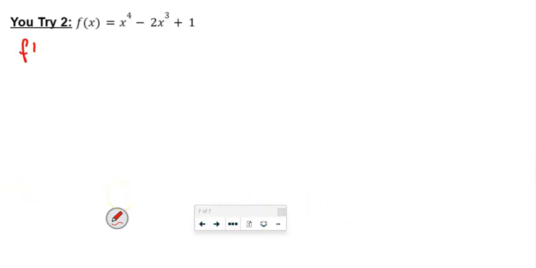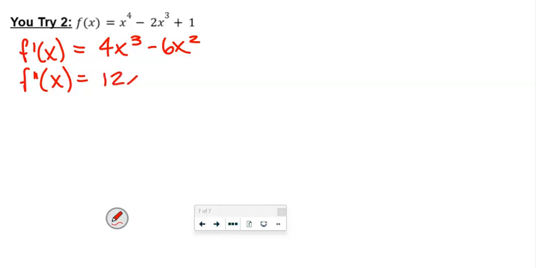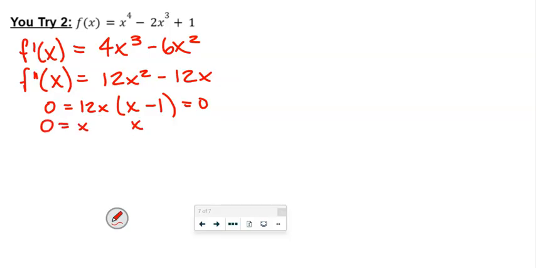Okay, so the first derivative is going to be 4x cubed minus 6x squared. Second derivative is going to be 12x squared minus 12x. It looks to me like I could factor a 12x out of both, and that's going to give me 12x times x minus 1. Set both of these equal to 0. So that's going to give me x equals 0 and x equals 1. So those are going to be our 2 values we're about to put in our table.